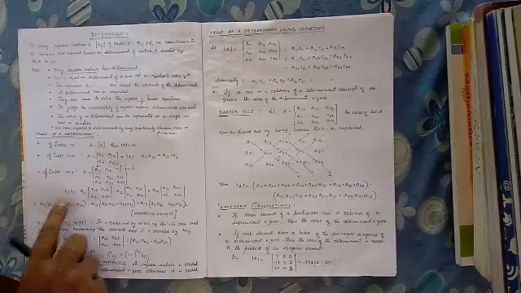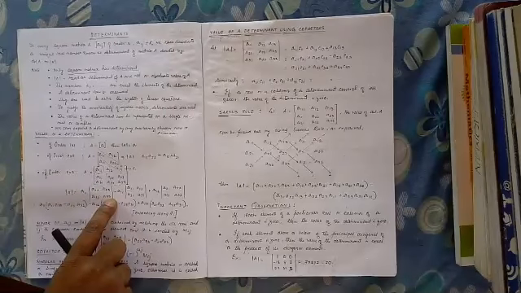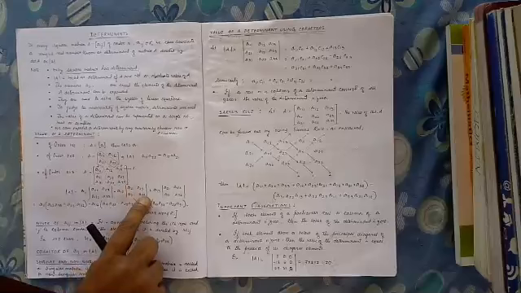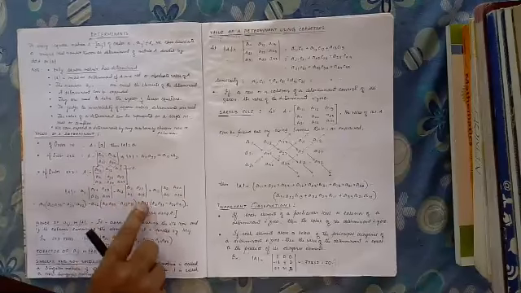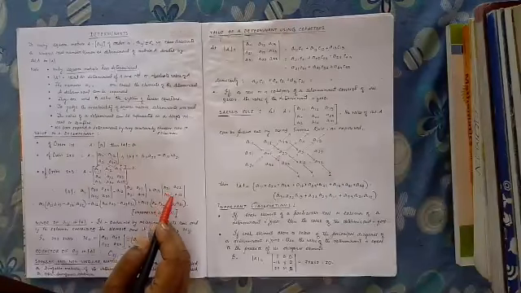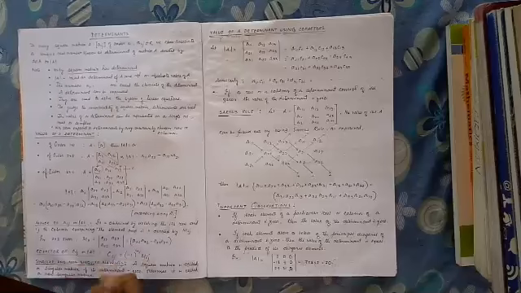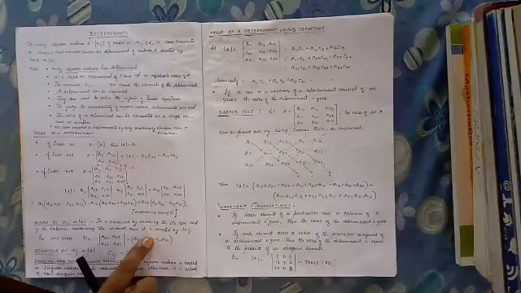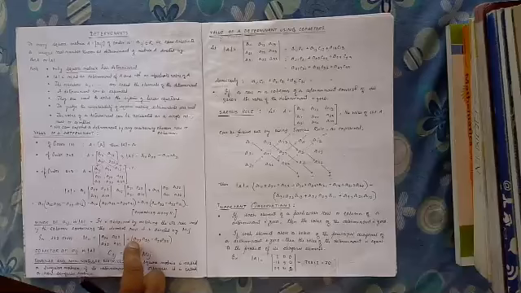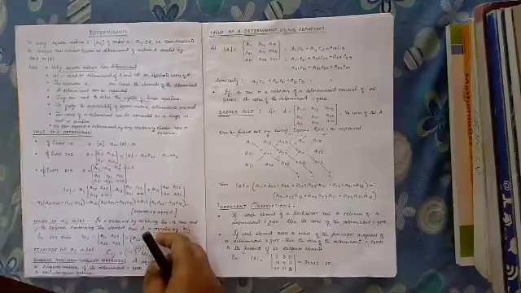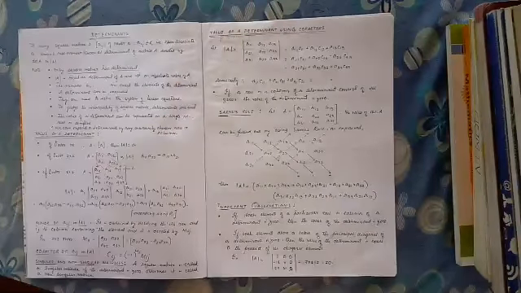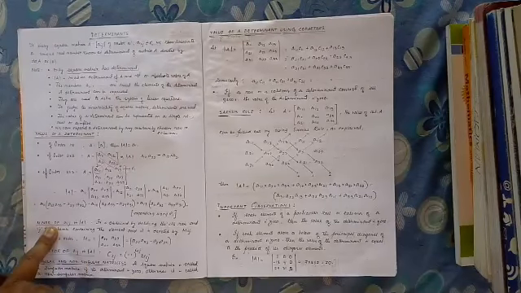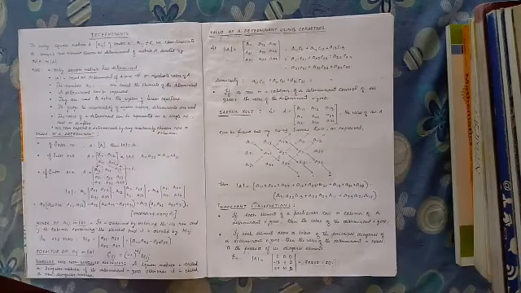So a11, then this diagonal minus this diagonal. Minus of a12, this diagonal minus this diagonal. Then plus a13, then this diagonal minus this diagonal. We will get the value of the determinant. But we must write along which row or column we have expanded the determinant. So, expanding along R1.